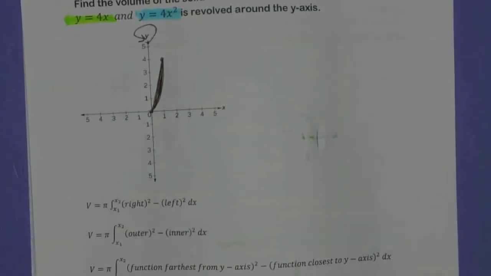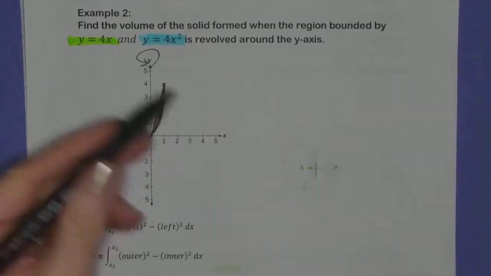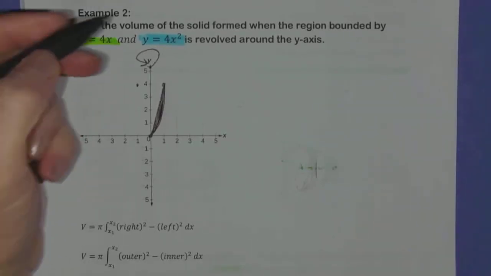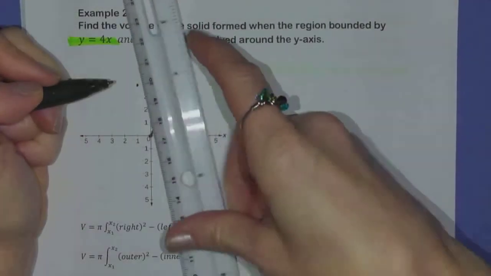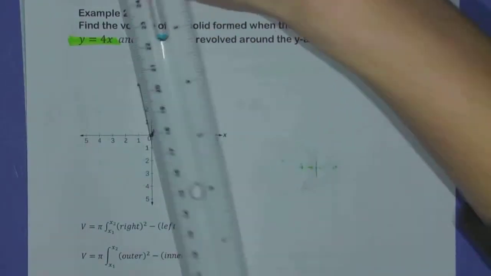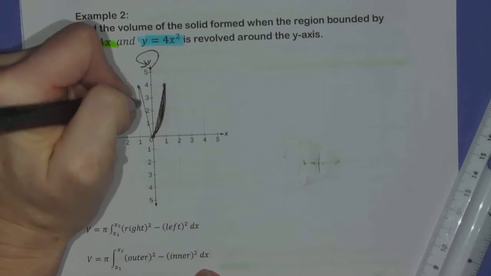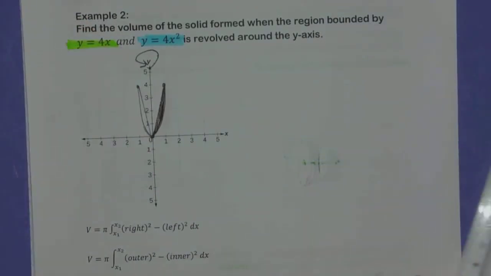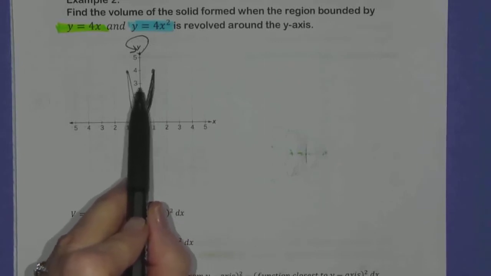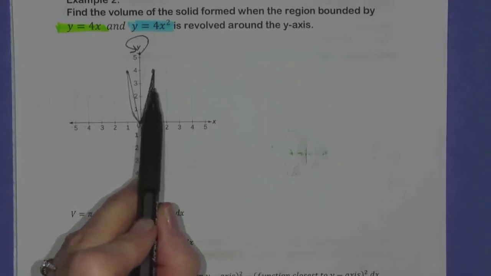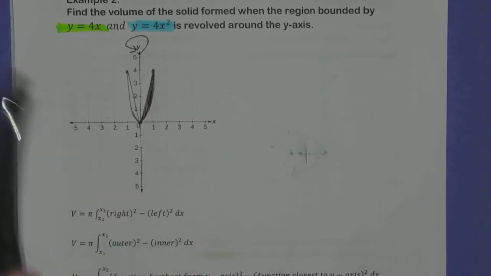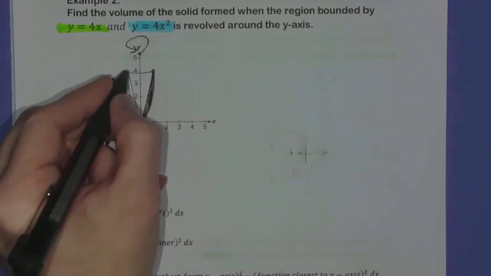So let's spin that around the y-axis. So if we can mimic this on the other side here, it's going to come down here, and then it's going to bend here. And so you totally see this gap between the y-axis and what we're spinning to begin with. So we definitely, most certainly have a cross-section that's a washer.